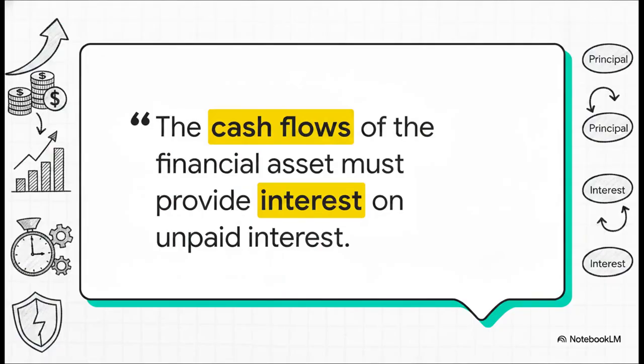The absolute golden rule here comes directly from paragraph B4.1.7A of Ind AS 109. It tells us that in a basic lending arrangement, consideration for the time value of money and credit risk are usually the most significant elements of interest. So for the cash flows to actually mimic a basic lending arrangement, the financial asset absolutely must provide consideration for the time value of money. And how exactly does it do that? By providing interest on unpaid interest.